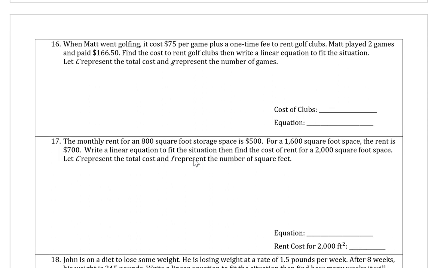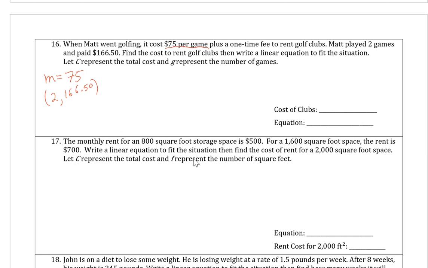All right, let's check out this page here. So key idea here, similar to all the practice we've done, we've got to see what we're given and find the best method. When Matt went golfing, it cost $75 per game, plus a one-time fee to rent the clubs. But we're not told what that is. We're saying we played 2 games and it was $166.50. So first thing, we've got ourselves a slope here at 75. We don't know what B is, but we do have an example, right? So we're given a 2, 166.50.